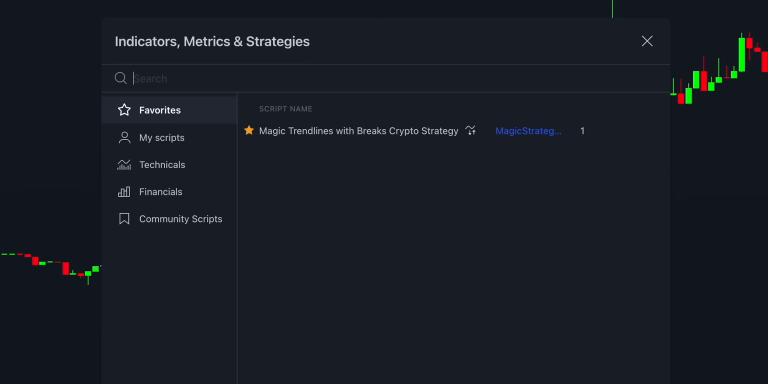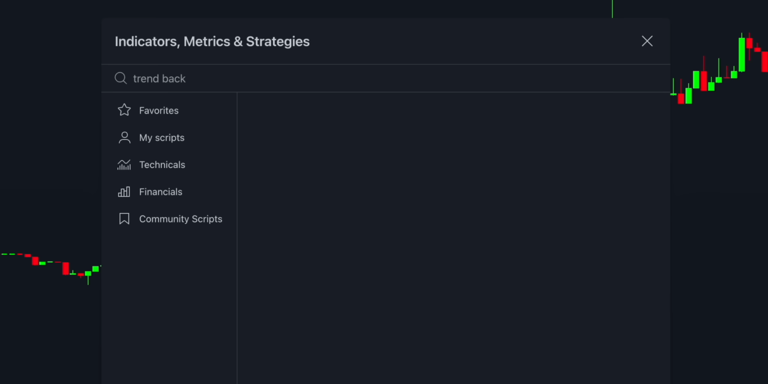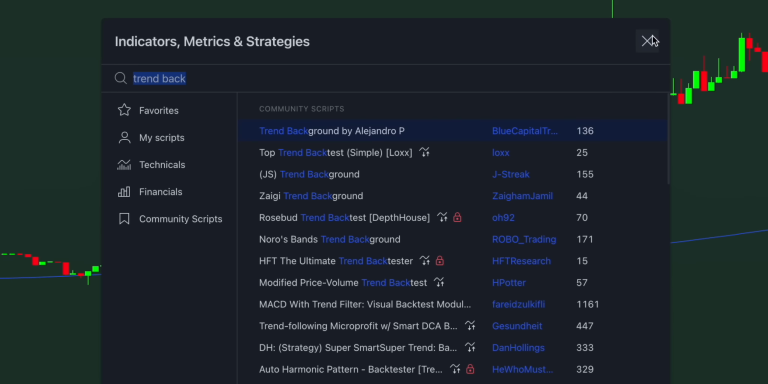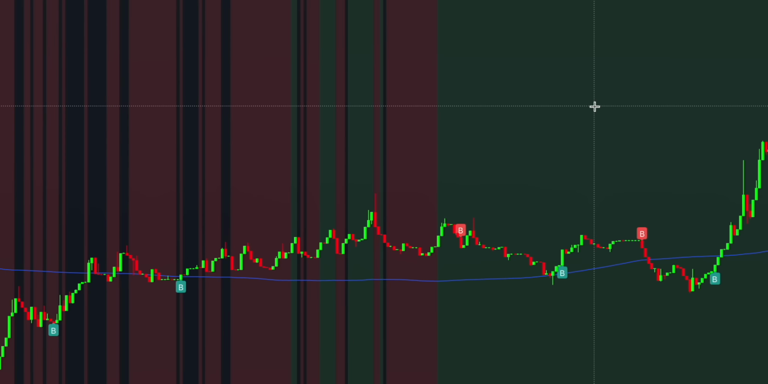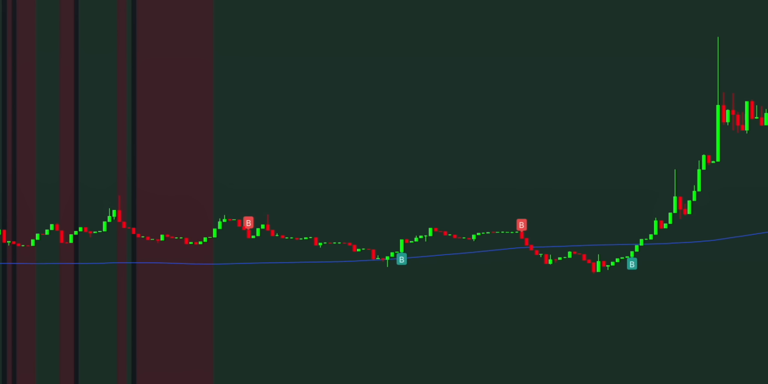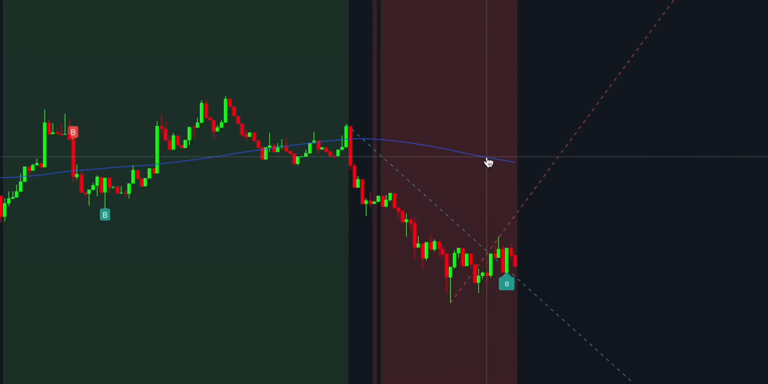So the next indicator we will need to add to the chart is the Trend Background by Blue Capital Trading. This is a very useful, easy-to-read indicator that gives us a general view of the market's trend. When the bulls take control of the market, the indicator's background changes to green. A red background represents sellers' dominance in the market. The indicator is super versatile and offers plenty of customization options.